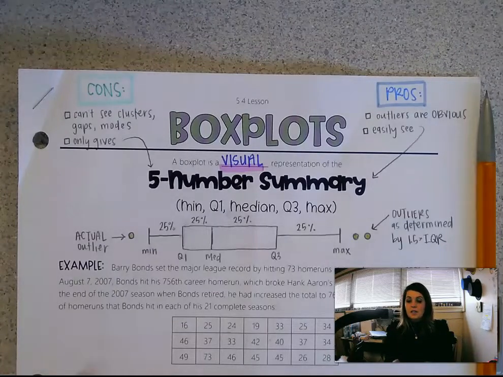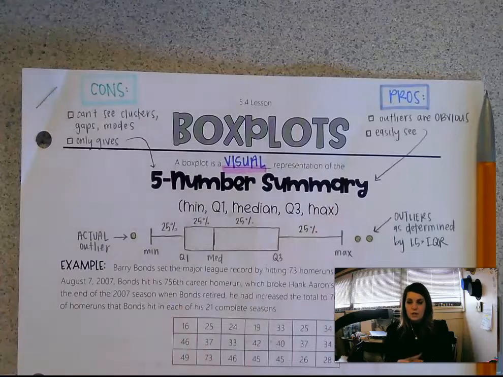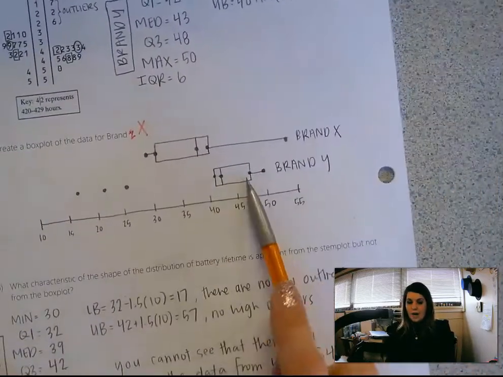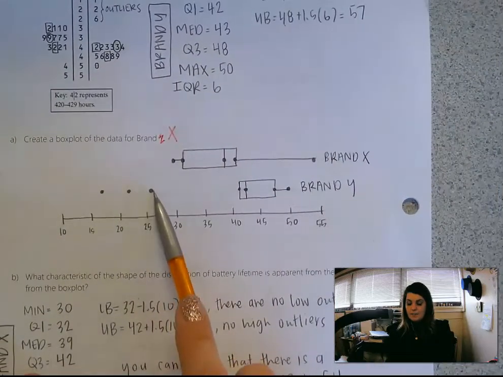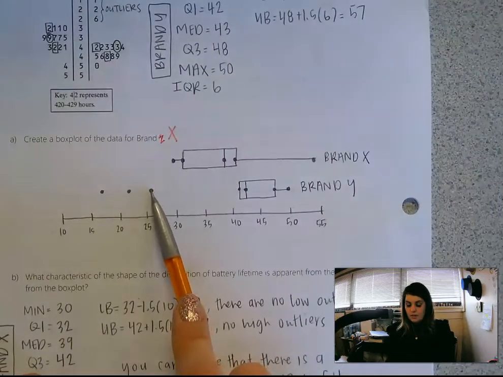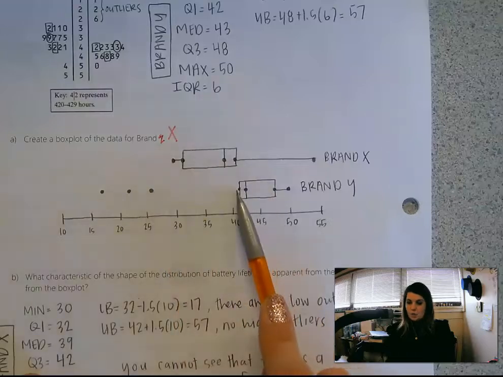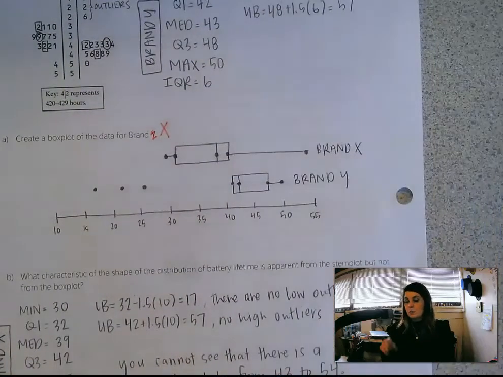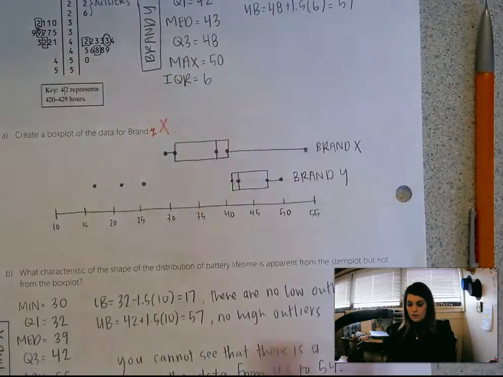And then it only gives you the 5 values, unless they also give you the data set. But if all they give you is the box plot, all you know is your 5-number summary and whether there are outliers. So here on brand Y, you can see that there's a gap in the data from this lower outlier to quartile 1, but that's not always the case. You cannot see the gap in this box plot. You cannot see clusters. You cannot see if there's more than one mode. So that's one of the disadvantages.